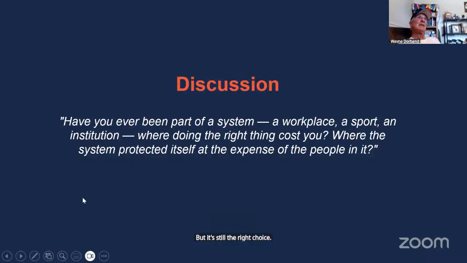All right. So, have you ever been part of a system, a workplace, a sport, an institution where doing the right thing cost you, where the system protected itself at the expense of the people in it? Let's go to the whole audience here.